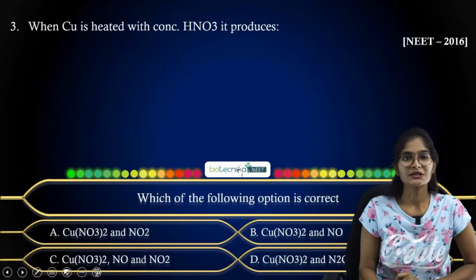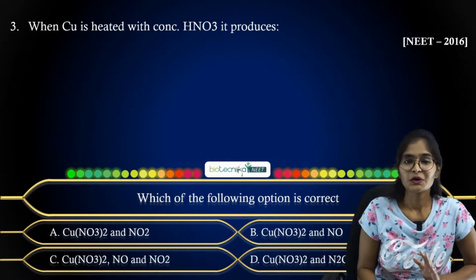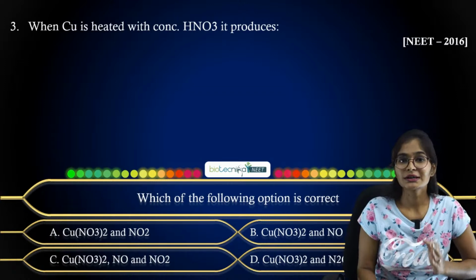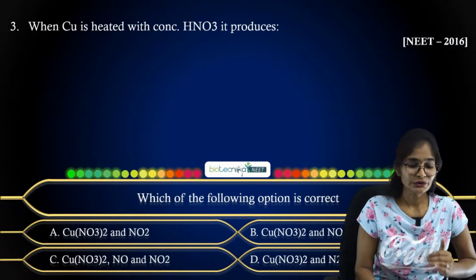Coming to the next question: when copper is heated with concentrated HNO3, it produces. So you just have to carry out the reaction between copper and concentrated HNO3. What option do you choose for this?